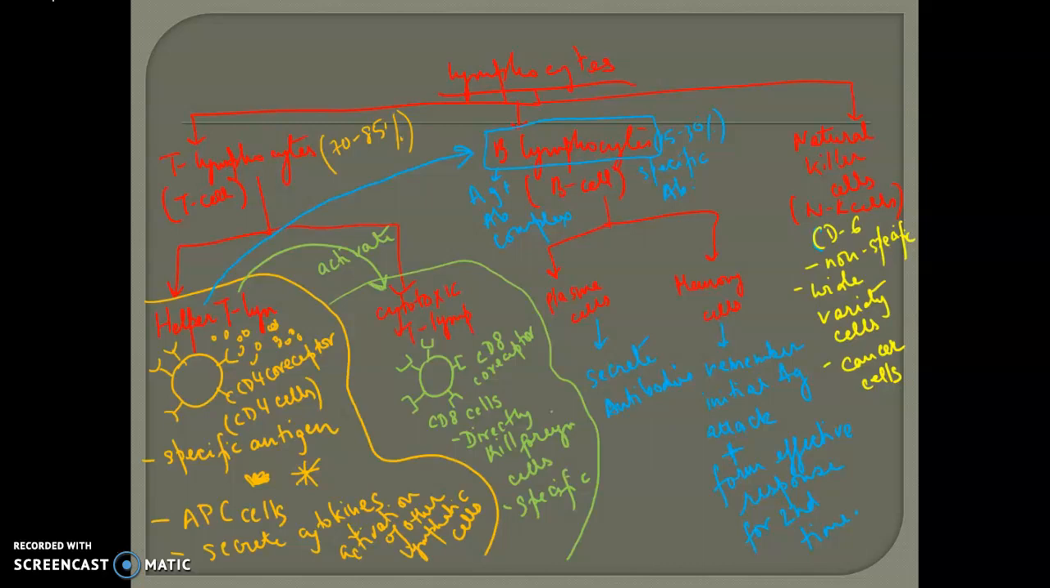Moving on to the cytotoxic T cells. The cytotoxic T cells are actually activated by the helper T cells. The cytotoxic T cells are called CD8 cells, and they can directly kill a foreign cell or any other infected cells. The cytotoxic T lymphocytes are also very, very specific against a particular antigen.